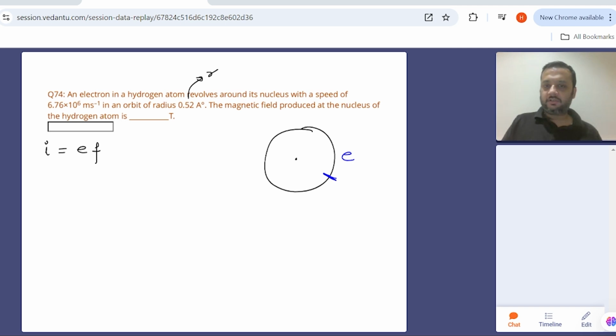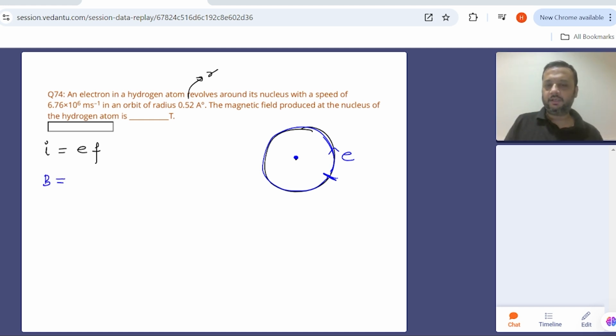So we can say that on an average, the current flowing in this circle is charge into frequency, where e is the magnitude of the charge on the electron. Now because of this motion, the field at the center can be found by assuming that the current is flowing like this. Although if the electron is moving in this direction, then the current should be taken in the opposite direction, because we know that the current is taken opposite to the flow of the electron. But since we are not interested in the direction of the field, only the magnitude, the direction of the current is irrelevant in this question.